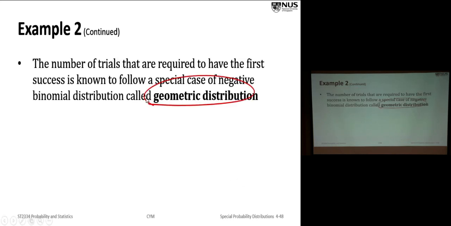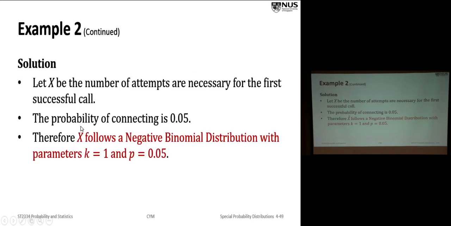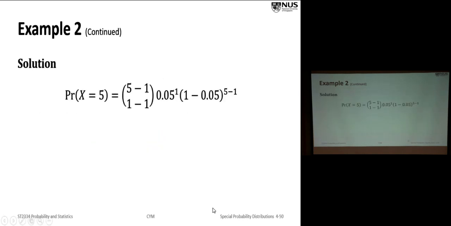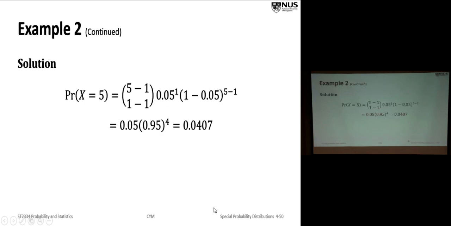It's referred to as the first success, while negative binomial refers to the k successes. Here only the first success. So it's a negative binomial with k equal to 1, or this is referred to as the geometric distribution. All right, so this is how we got the answer, 0.041.